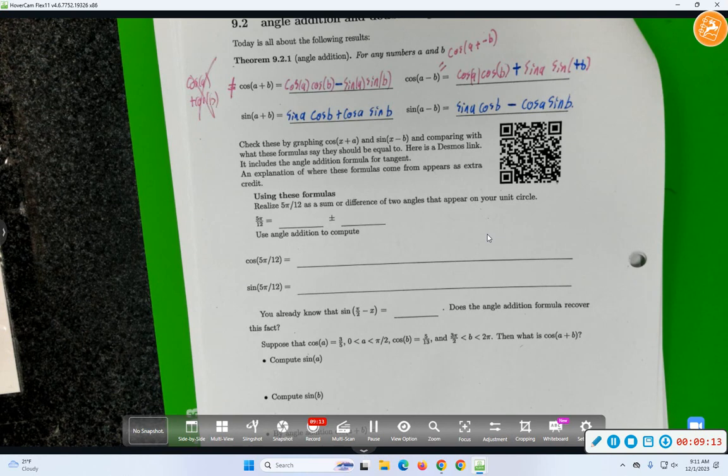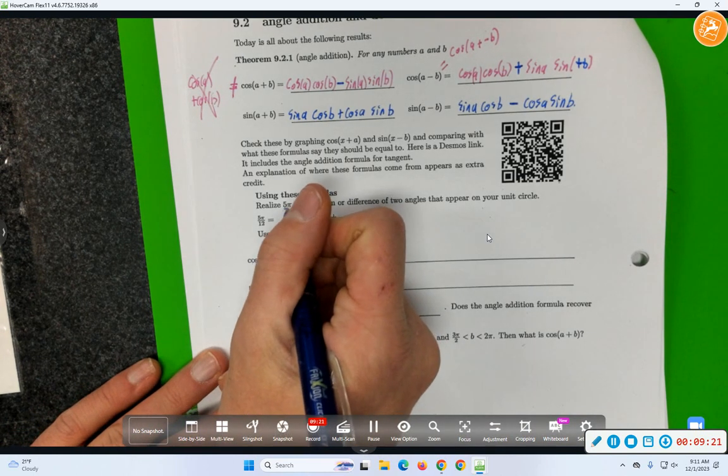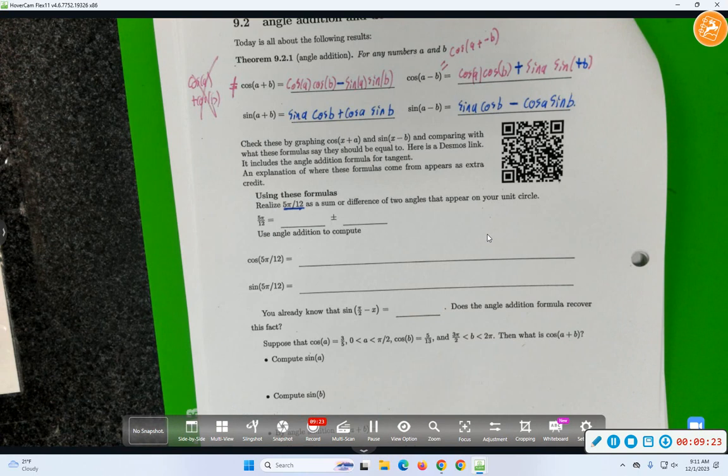So we have these formulas. Let's do some stuff with them. So here's the most obvious application. If I give you an angle, and you can realize that angle as a sum or difference of angles that you understand, well, then you can compute trig functions using these formulas. So let's try that with, here's an example, 5 pi over 12. Can we realize 5 pi over 12 as a sum or difference of some angles whose trig functions we understand? And we don't know that many trig functions, so there aren't that many options here.